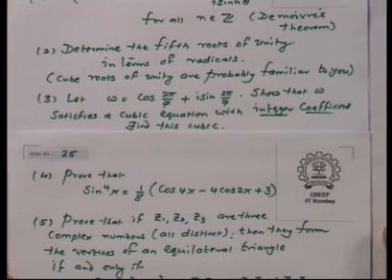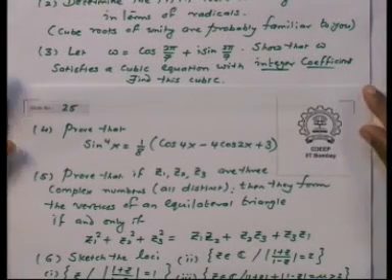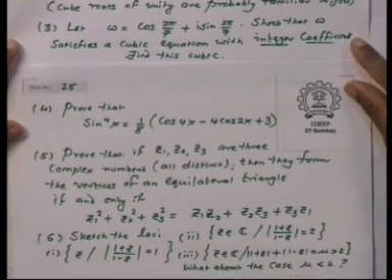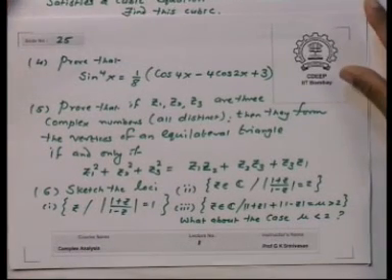Prove that sin to the power 4x is 1/8 of (cos 4x minus 4 cos 2x plus 3). And the fifth problem is, z1, z2, z3 are three distinct complex numbers. They form an equilateral triangle if and only if z1 square plus z2 square plus z3 square is z1 z2 plus z2 z3 plus z3 z1.